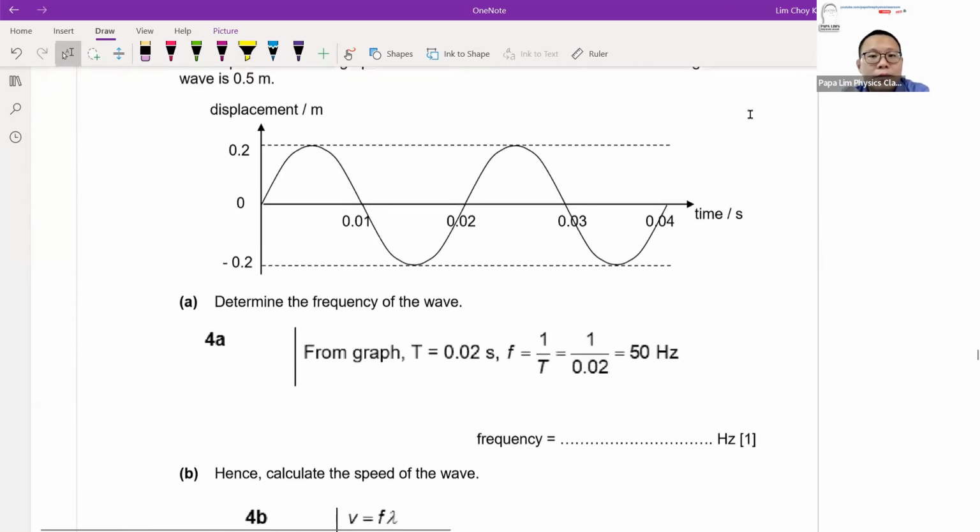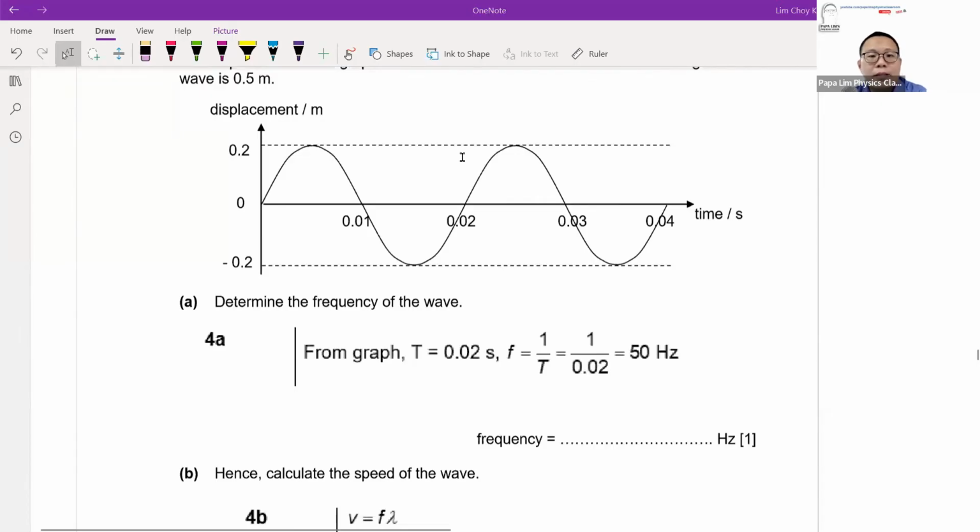Displacement time graph. For a displacement time graph, the first thing we look at is the amplitude. For sound graphs or wave graphs, we always have the same approach. Whenever I'm given a wave graph, I will look at the amplitude first. I'll identify where the amplitude is. This is the amplitude, from the zero equilibrium position to the crest or to the trough.